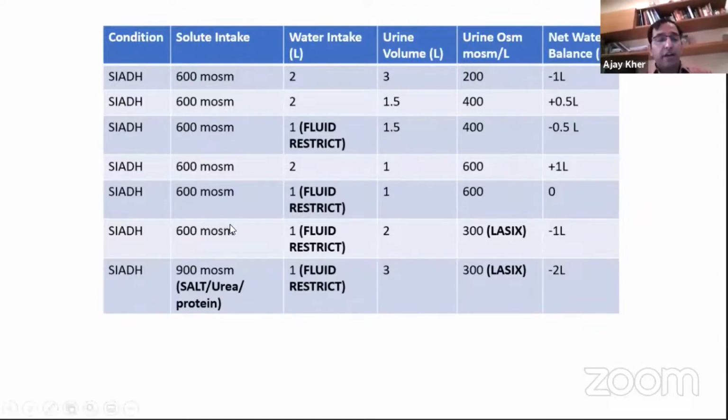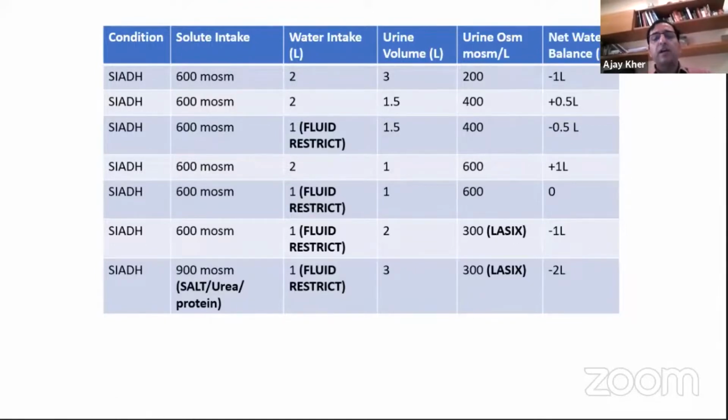If in addition to that, you increase their salt, urea, or protein intake and get them to a 900 milliosm per day diet, then on a fixed 300 milliosm urine osmolarity, they'll excrete 3 liters.